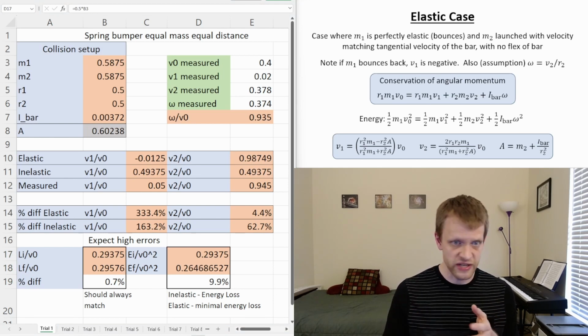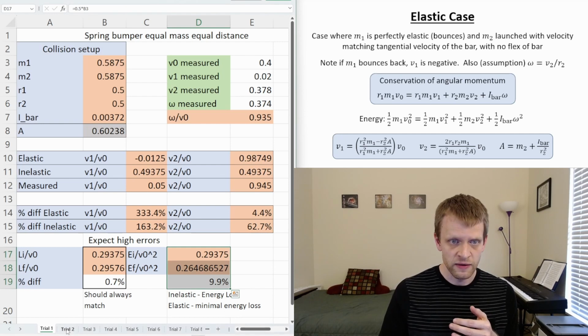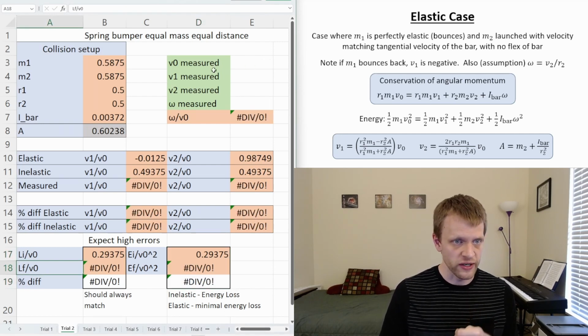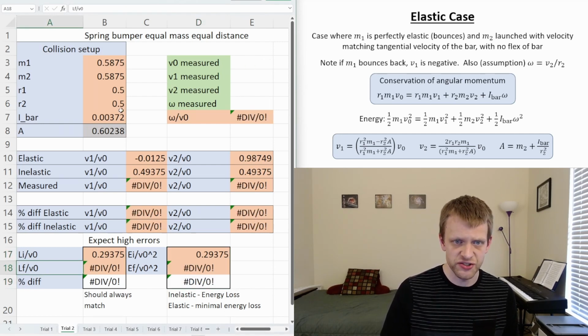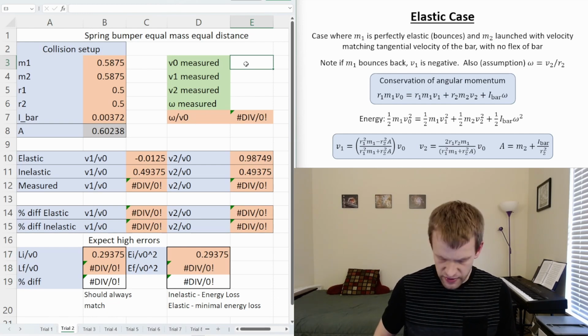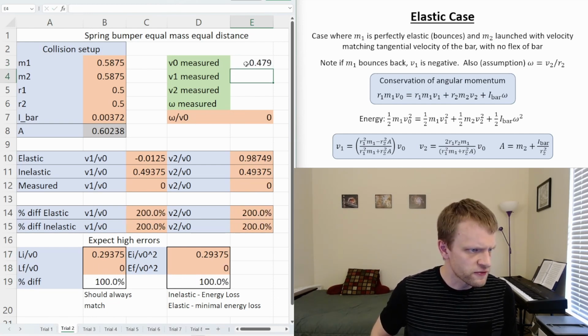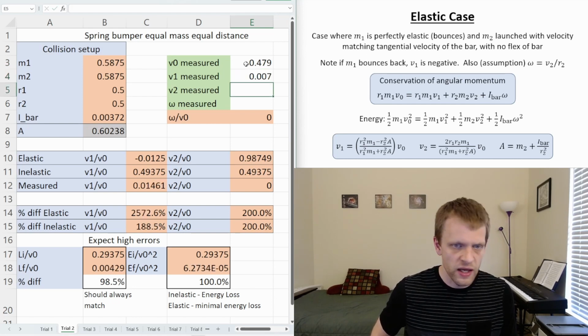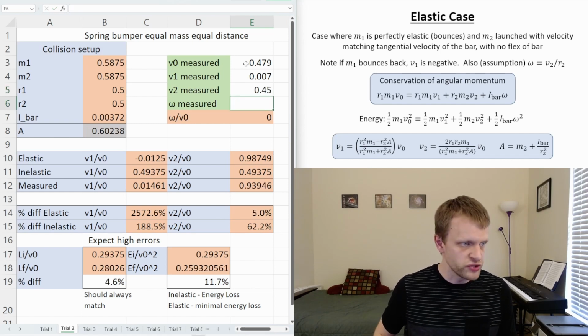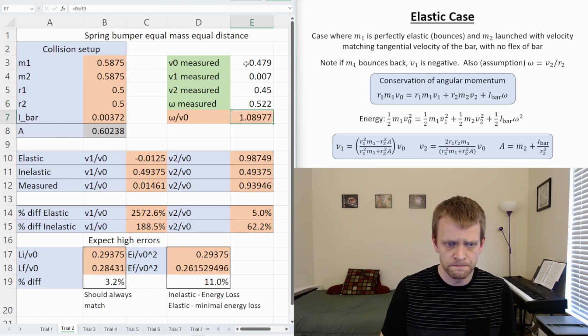So again, I'm going to go through the next couple trials more quickly. I've already compiled the data for these ones. And for the second trial, again, we had the same masses, same r distances, and the initial velocity was 0.479. Velocity of cart 1 after the collision was 0.007, basically 0. And the velocity of cart 2 was 0.45. And since this was rotating a little bit faster, this angular velocity was 0.522.